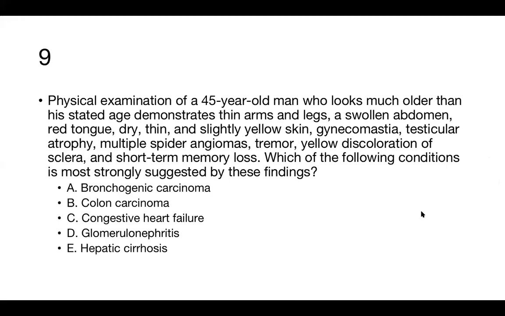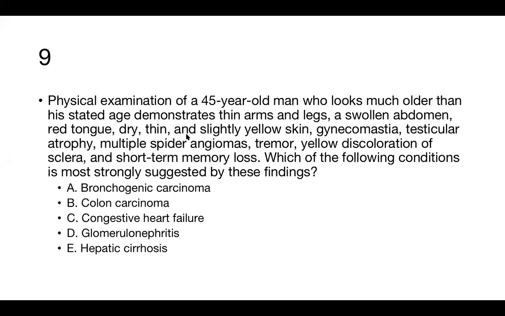So, absolutely correct. Most of the explanation he has given is very correct. Now see there. Physical examination of a 45-year-old man, just 45 years, who looks much older than his stated age. This is one of the appearances in cirrhosis of the liver. Thin arms and legs are because of malnutrition. A swollen abdomen is because of ascites. Red tongue is probably because of some inflammation, because this person is immunocompromised and any type of infection can occur there. Or maybe because of some vitamin deficiency, especially vitamin B.